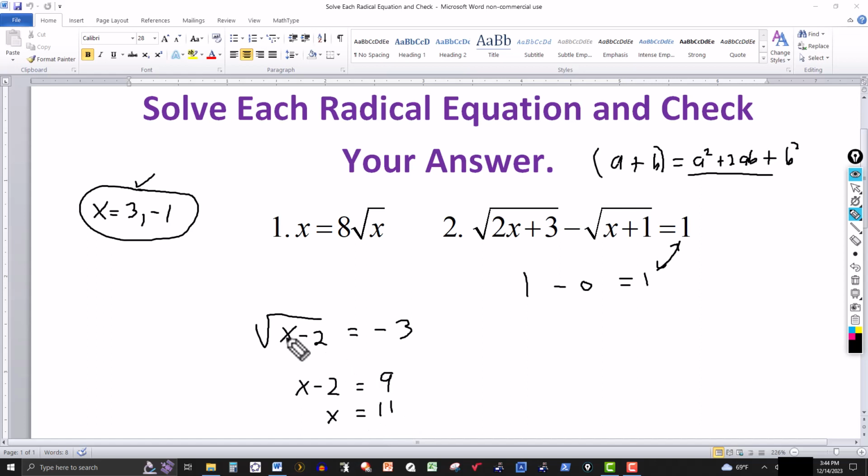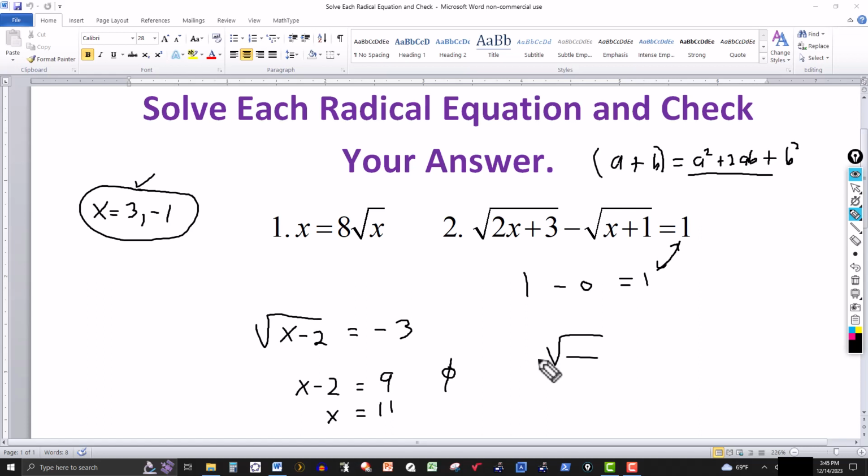But notice here, if you plug it back in here, 11 minus 2 is 9. The square root of 9 is a positive 3, not a negative. So this one has no solution. Anytime you have the square root of some quantity, unless it has a negative in front, this is always understood to be the positive square root.